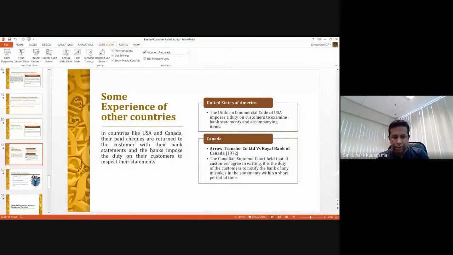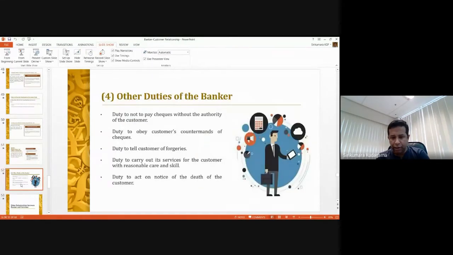These are certain references from other countries. What are the other duties of a customer? Are there any other duties of the banker? You may remember, in addition to Macmillan's duty and the other one, I mentioned certain other duties on the part of the customer as well. Similarly, in the case of a banker, in addition to the three main duties I mentioned, there are certain other duties.